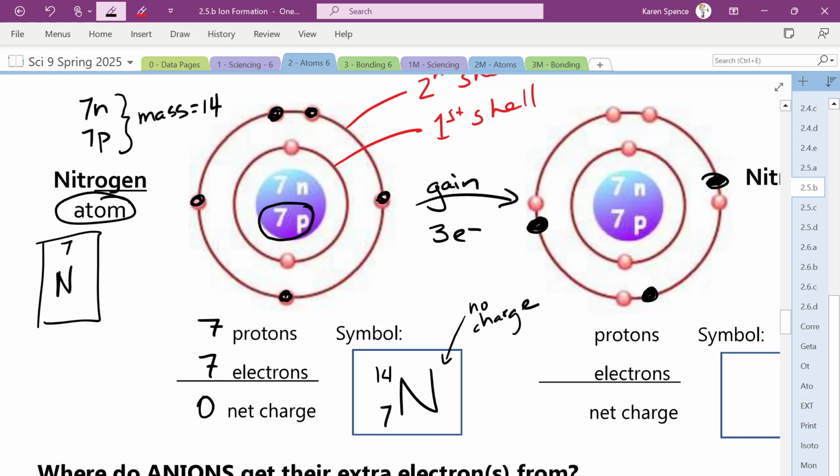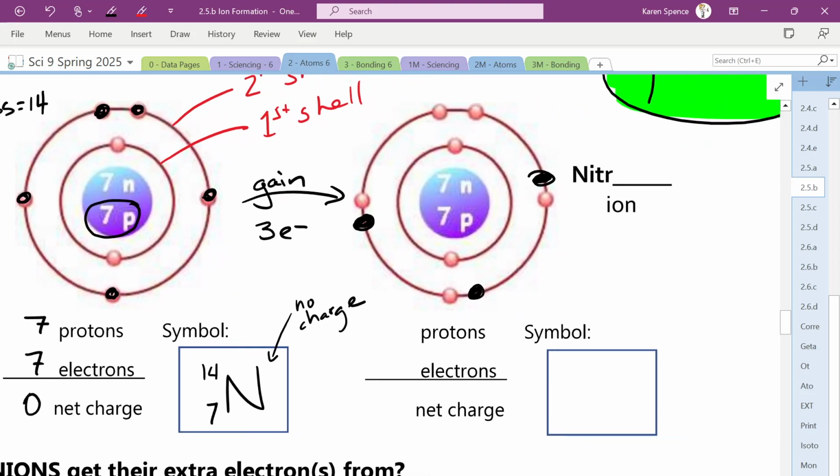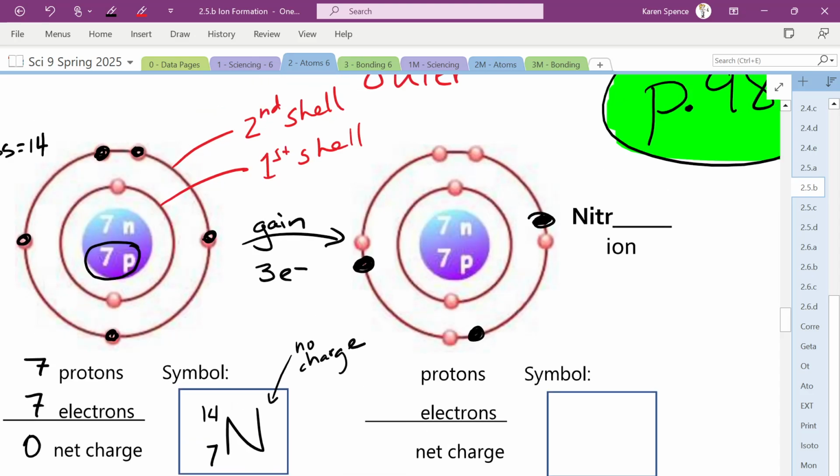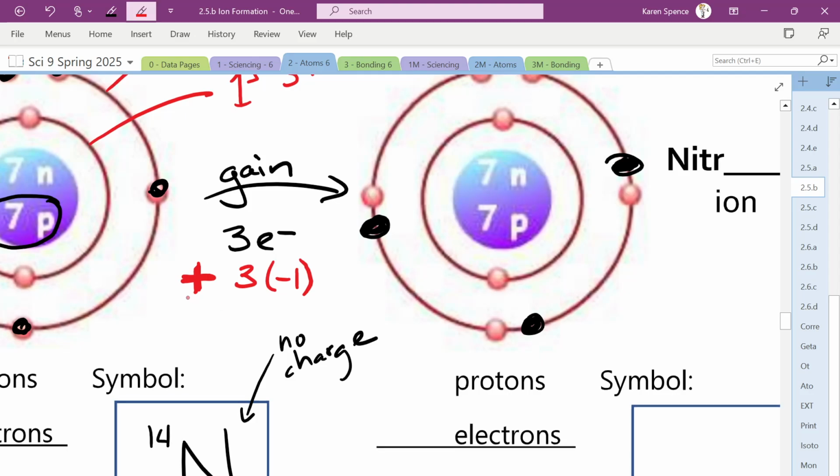But once it has gained 3 electrons, there's 2 ways to figure out the charge. The first way is to say, if we gain, that's like adding 3 negative things, right? Each electron is -1. So if we gain 3 negative things, that's just equal to -3, yeah?